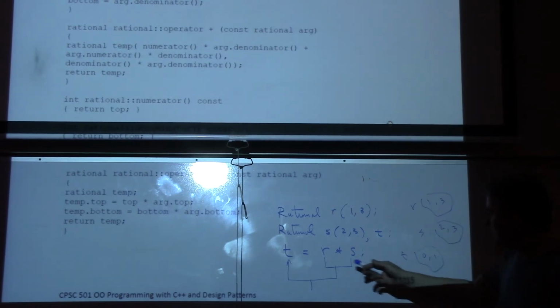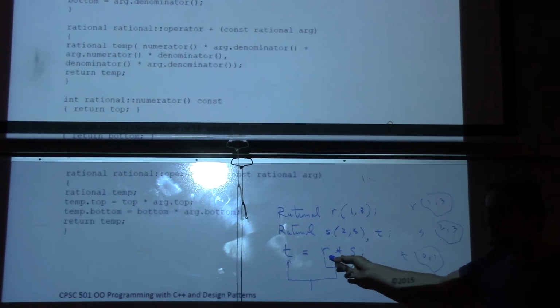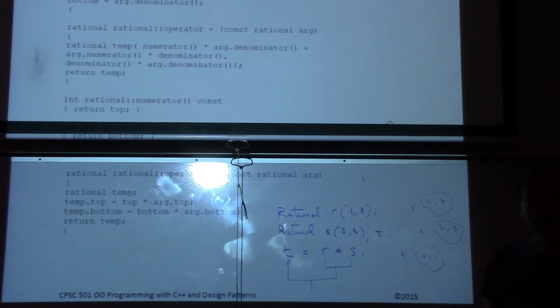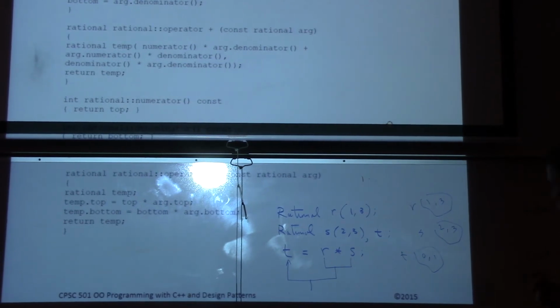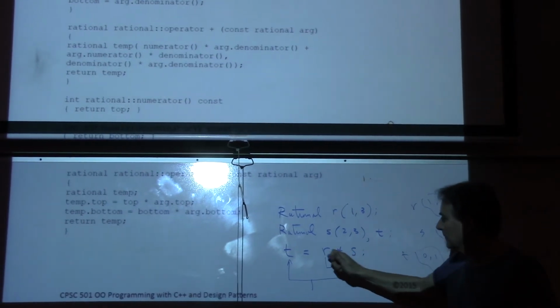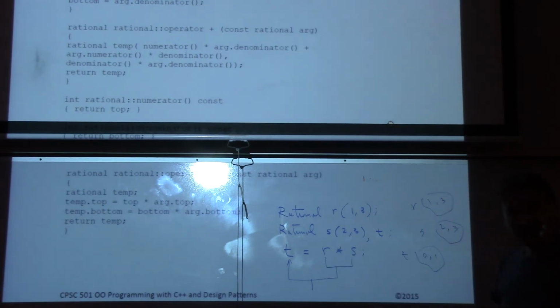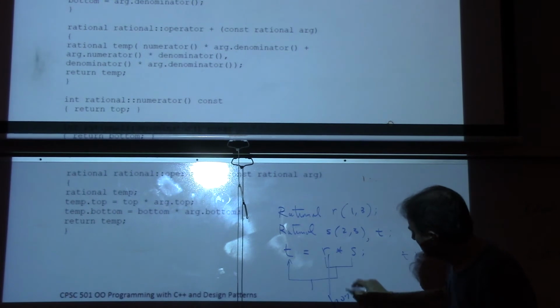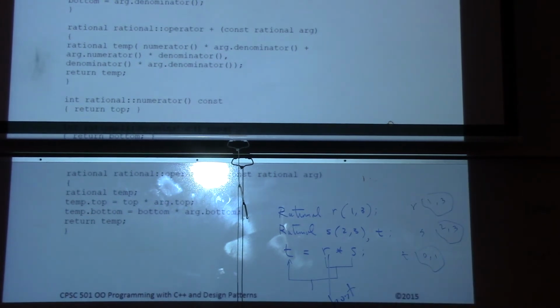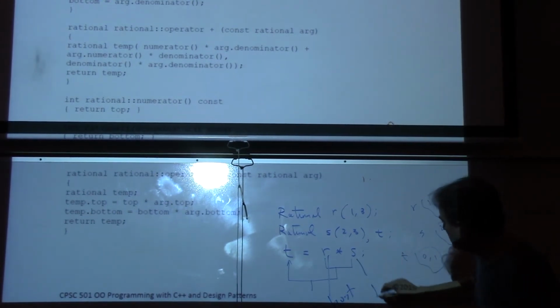So the first thing that's going to happen is this star operator. Now it says, what type is this? Rational. So we have a rational star rational. Now if we had int star int, C++ would say that's just my primitive operation, I know how to do that. But this is a star, and this is the host. So R is actually the host object. And S is the parameter object.